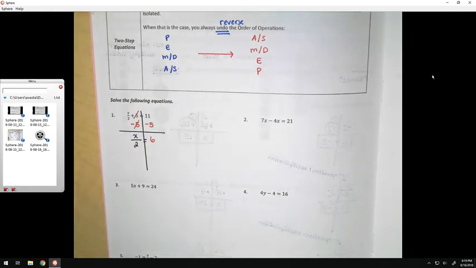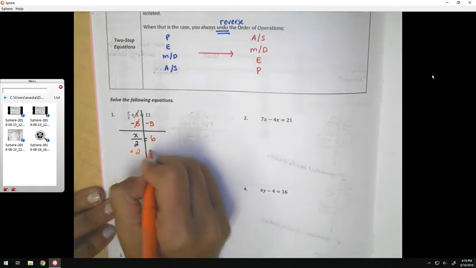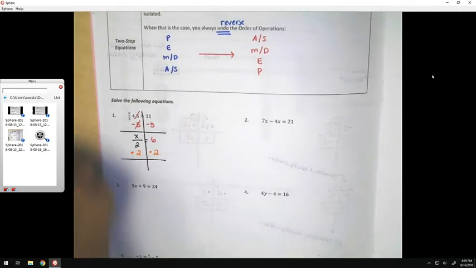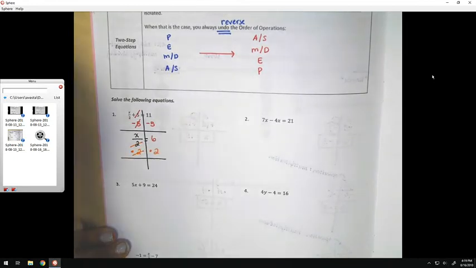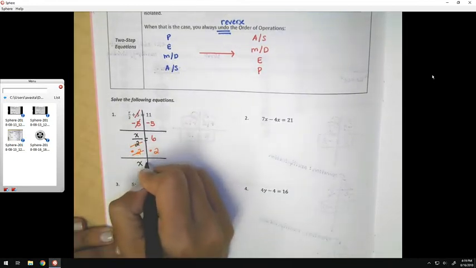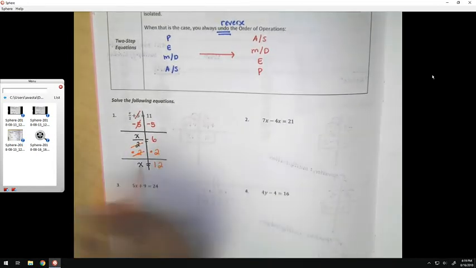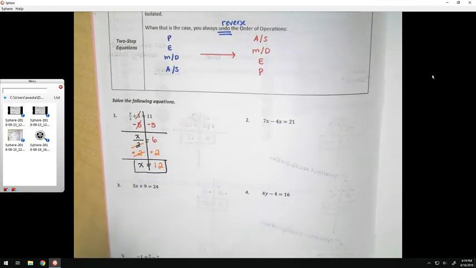Next, I'm going to undo the dividing by 2. In order to undo division, I'm going to multiply by 2 on both sides. Now, multiplying by 2 is going to cancel these 2's. So I'm going to have x by itself equals, and 6 times 2 is 12. So my final answer here would be that the value of x that satisfies this equation is 12.